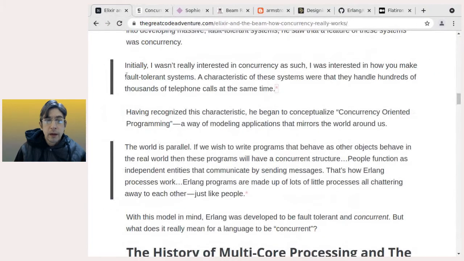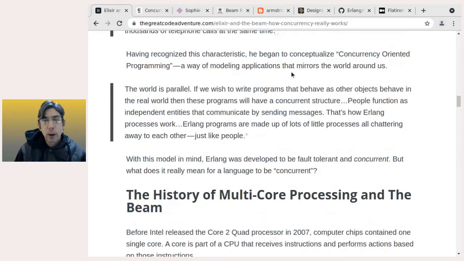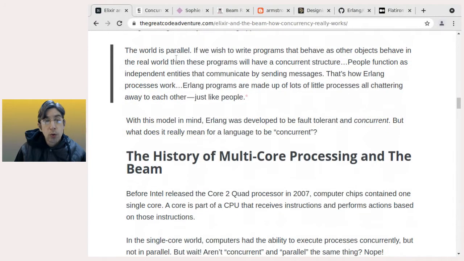2019. Initially, I wasn't really interested in concurrency as such. I was interested in how you make fault-tolerant systems. A characteristic of these systems was that they handle hundreds of thousands of telephone calls at the same time. Having recognized this characteristic, he began to conceptualize concurrency-oriented programming, a way of modeling applications that mirrors the world around us. The world is parallel.